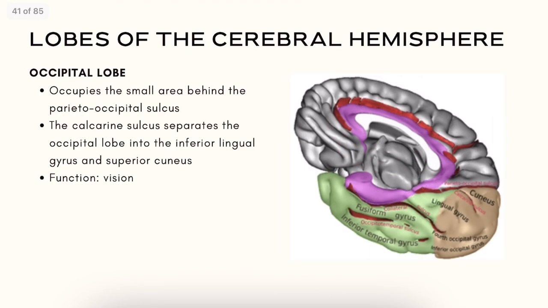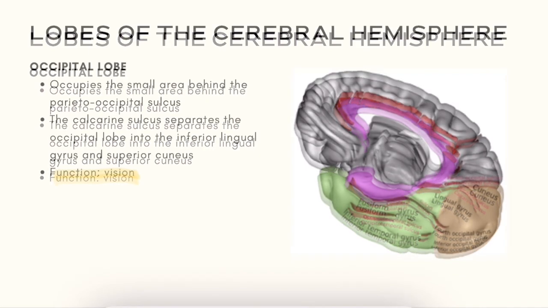Okay, finally we are on to our fourth lobe. This is our occipital lobe, which occupies the small area behind the parieto-occipital sulcus. Okay, so this is our parieto-occipital sulcus. Everything right here, that is your occipital lobe. And we have our calcarine sulcus right here that separates, if you remember a while ago, the inferior lingual gyrus and the superior cuneus. And the main function of the occipital lobe is for your vision.